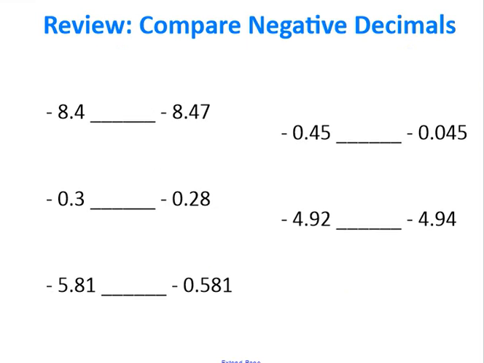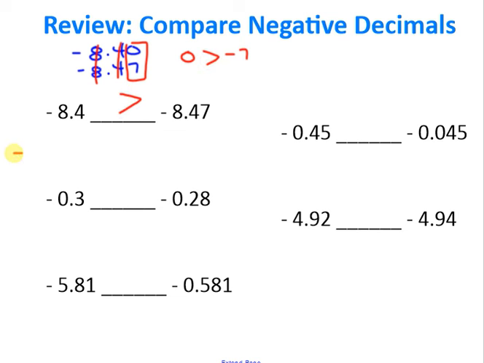All right, now we have negative decimals that we need to compare, and so the same rules apply, so we're going to line them up on top of each other. So negative 8.4 and then negative 8.47, add a 0 as a placeholder. So the 8's are the same, the 4's are the same, and then I have a 0 and a 7 here. So I have a 0 compared to a negative 7. 0 is bigger than negative 7, so it's going to be greater than.